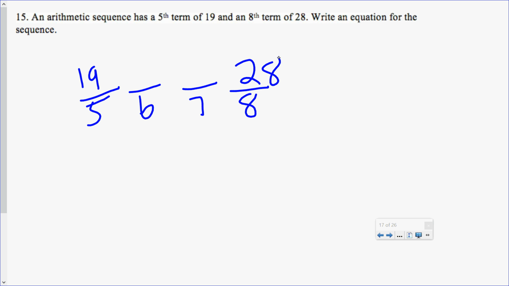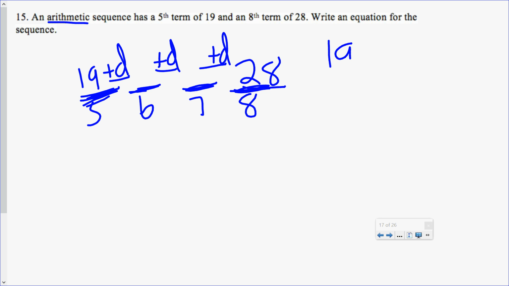Here's how I like to do it. I like to set it up exactly as I have it there. I'm going to list the terms that I have. It says that it's arithmetic, so I'm adding the common difference to get this value. I'm adding it again to get this value. I'm adding it again to get this value. So what do I see? I see 19 + 3d = 28.